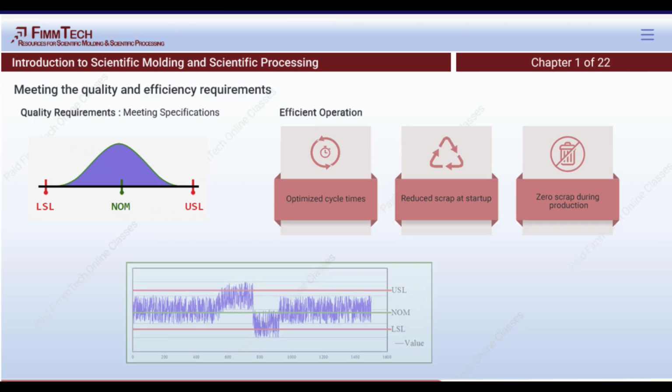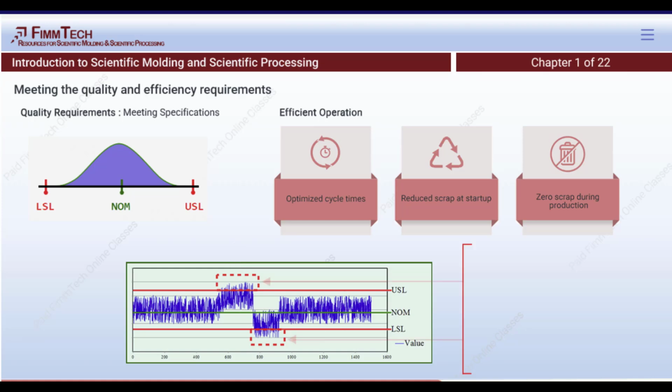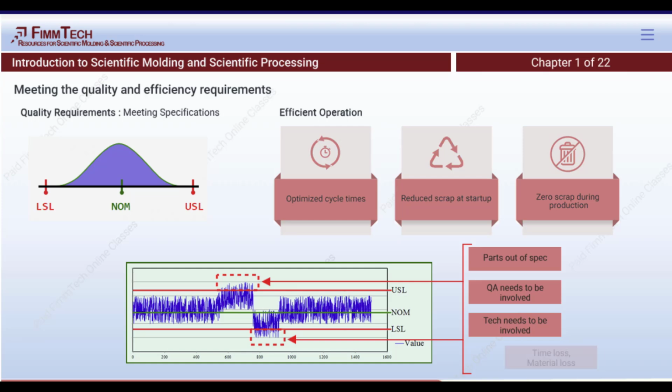If you have a process that is like this, it's not acceptable, because out here, for some reason, the parts went out of spec. So now QA needs to be involved, a technician needs to be involved, there's time loss, material loss. Then somebody comes, changes it based on an opinion, because in the last job, because they changed cooling time, it worked, and now they started changing cooling time here, but it might be a very temporary fix.